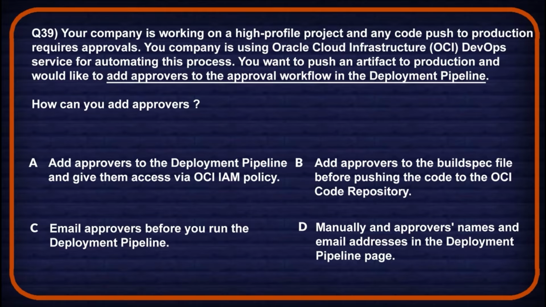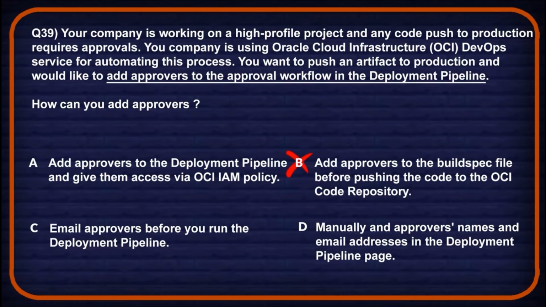Moving on to option number B, add approvers to the build specs file before pushing the code to the OCI code repositories. The build specs file defines build instructions, not deployment approvals. So option B not a good answer.